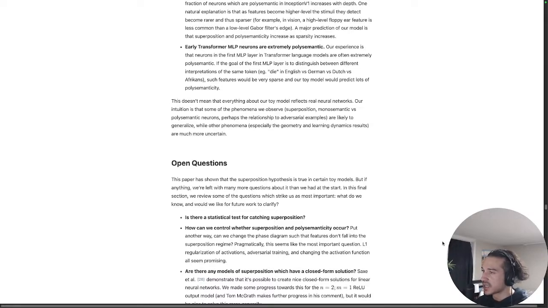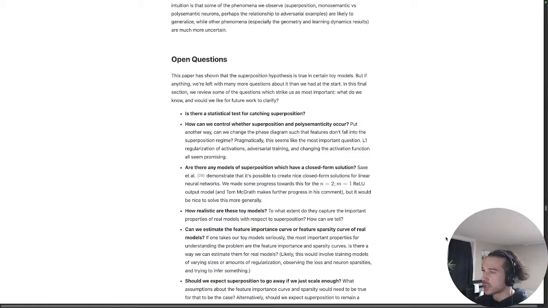Our intuition is that some of the phenomena we observe, superposition, monosemantic versus polysemantic neurons, perhaps the relationship to adversarial examples, are likely to generalize, while other phenomena, especially the geometry and learning dynamics results, are much more uncertain.